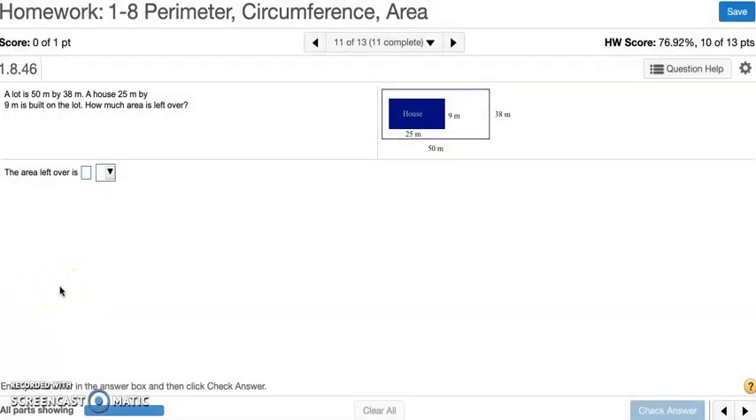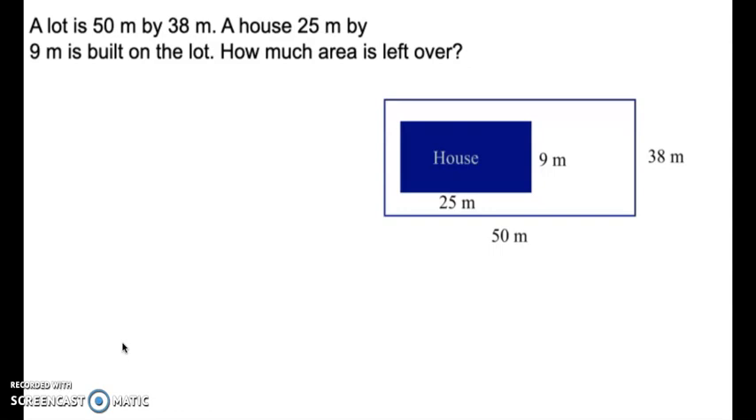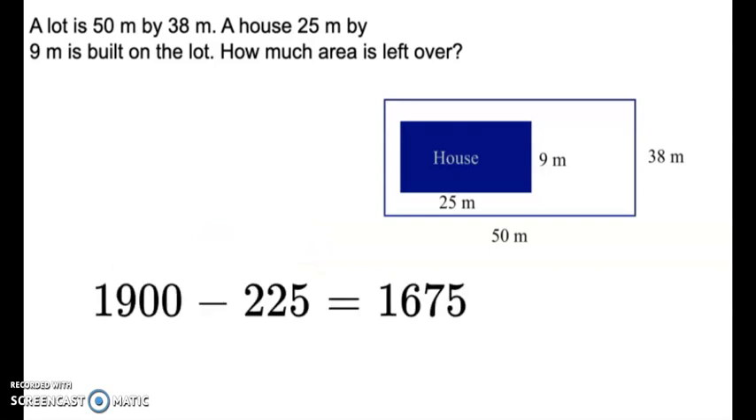Number 11. A lot is 50 meters by 38 meters, and a house 25 meters by 9 meters is built on the lot. How much area is left over? So let's figure it out. So what we need to do is find the area of each region and subtract. So the area of the outside region, 38 times 50, length times width is area of a rectangle, would be 1,900. Area of the inside region, the house, 25 times 9 would be 225. Subtract them and you get 1,675 for the answer. That's the amount of area left over.